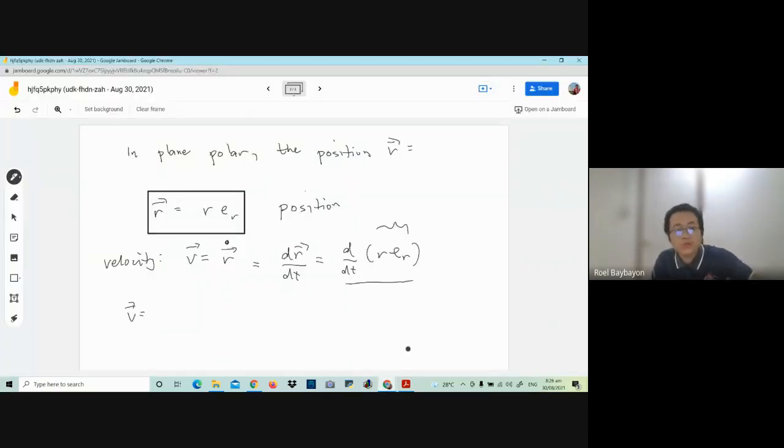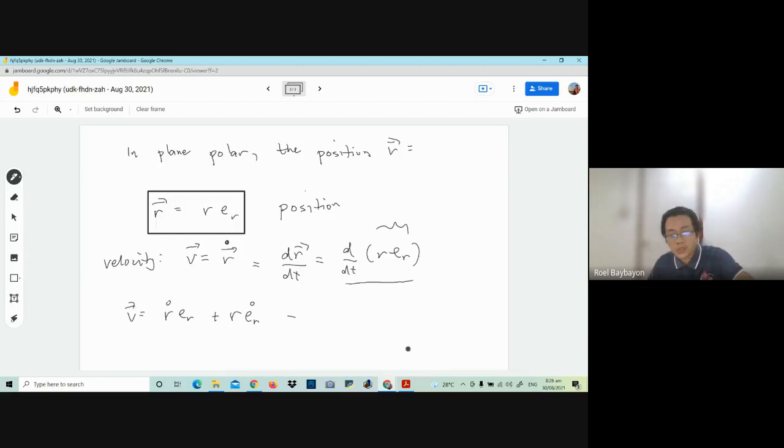This is equal to, it has two terms now using the product rule, r dot e_r plus r e_r dot. Right? Derive one, then plus derive the other function, e_r. Since e_r dot is not zero, it will not cancel out.